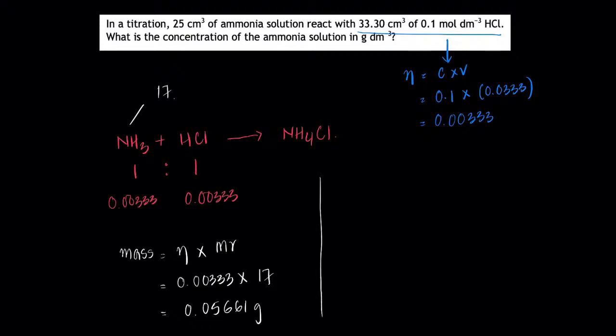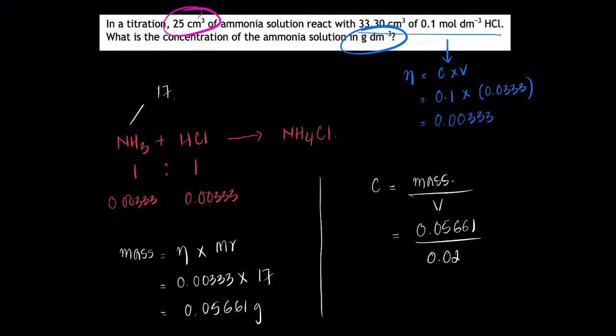And my final concentration in grams is going to be the mass, because they want it in grams per decimeter cube. Mass over the volume. Mass is going to be 0.05661 divided by the volume. The volume is 0.025.